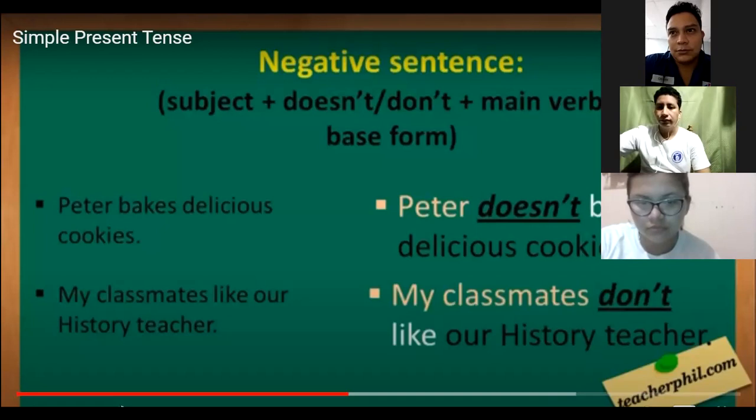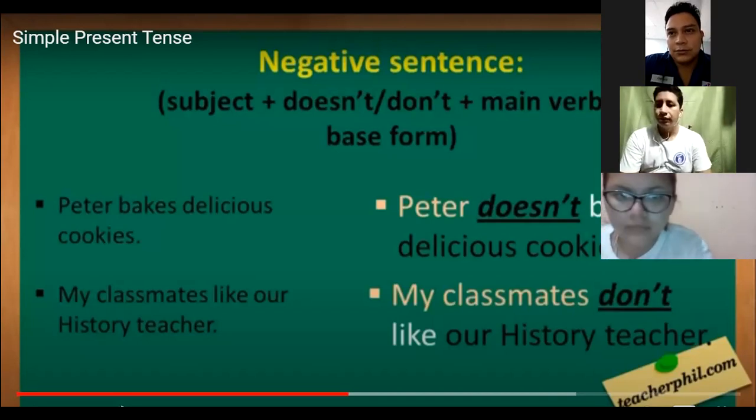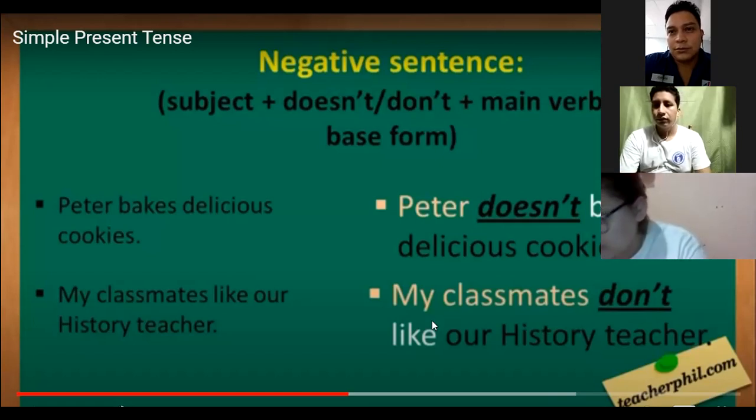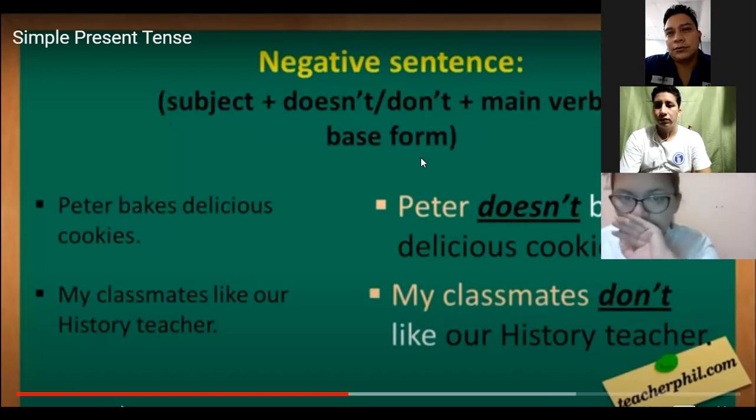For positive sentences only. And whenever you are referring to a woman, a man, or a thing or animal, you add letter S to the verb most of the time, but not all the time. Okay, but I'm going to talk about that later. I just want you to see how we form negative sentences.